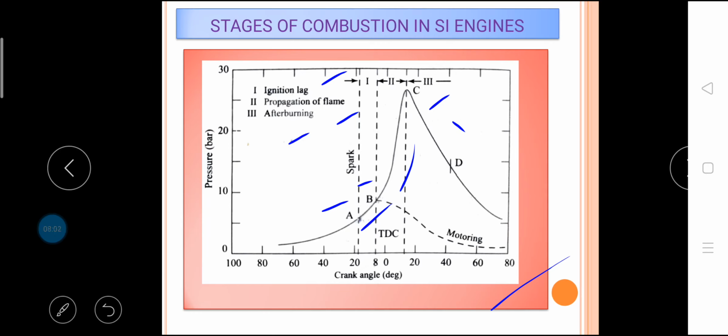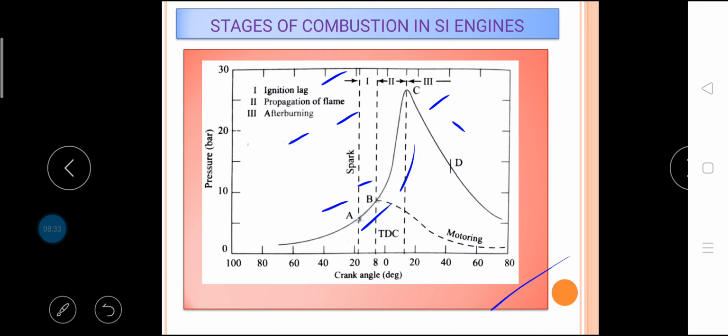The second stage, B to C, is a physical one, and it is concerned with the spread of the flame throughout the combustion chamber. The starting point of the second stage is where the first measurable rise of pressure is seen on the indicator diagram. That is the point where the line of combustion differs from the compression line, that is point B. This can be seen from the deviation from the motoring curve.